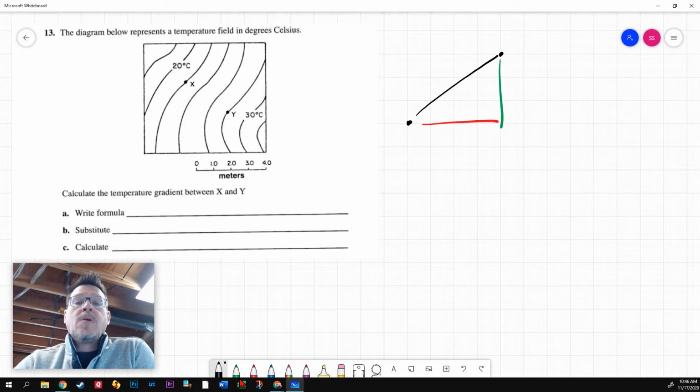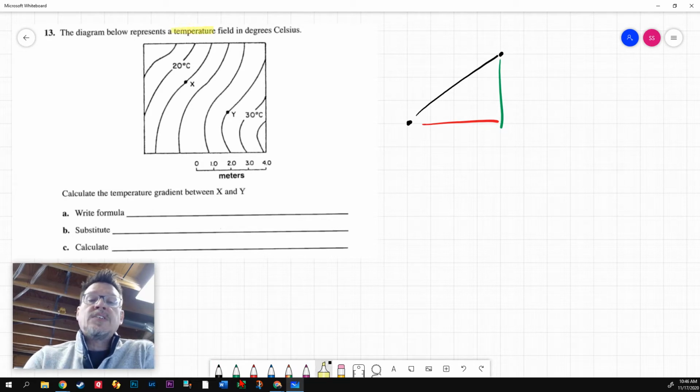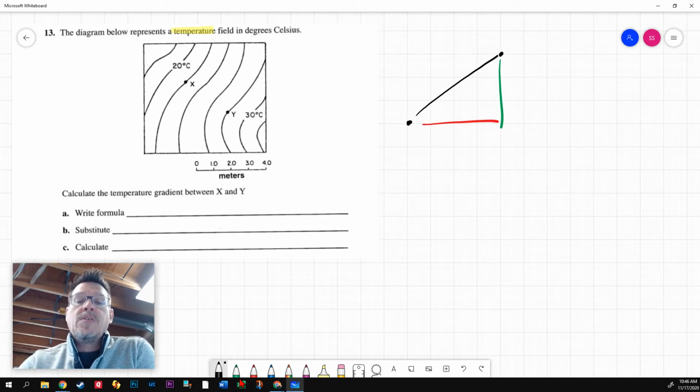All right, so first things first, I need to read the question. The diagram below represents a temperature field in degrees Celsius, and I have a little field map with some isolines with an X and Y. All right, so I've got my triangle set up. So the first thing I need to do is figure out my field values. My field, according to the question, is temperature, so I'm looking for the degrees Celsius. I have to be careful here. Point Y is not on the 30 line, so it can't be 30, and point X is not on the 20 line, so it can't be 20.